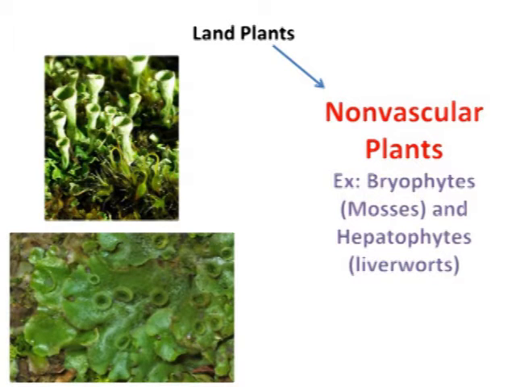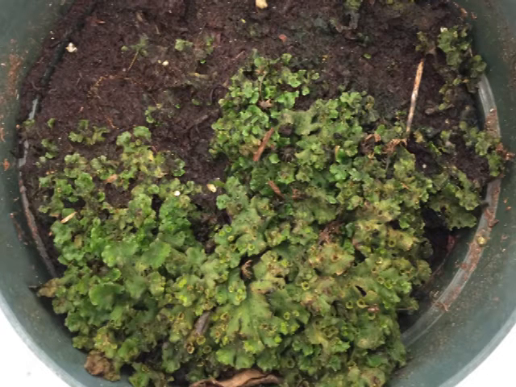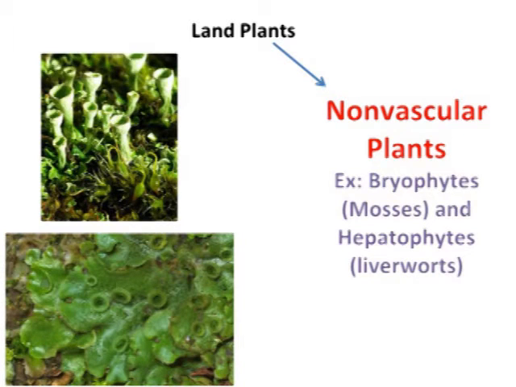The second one is hepatophytes. These are your liverworts. The last group is your anthocerophytes. These are your hornworts. In lab, you will only observe the bryophytes and the hepatophytes.